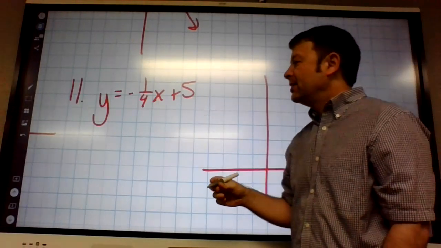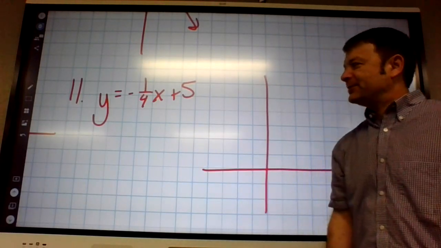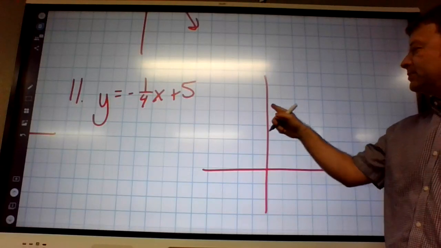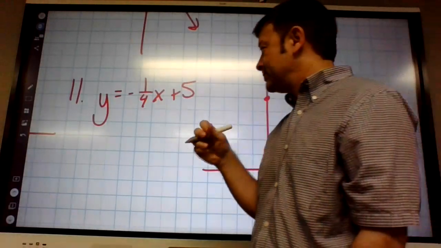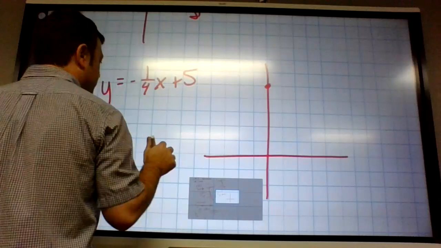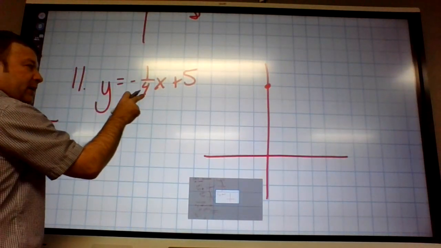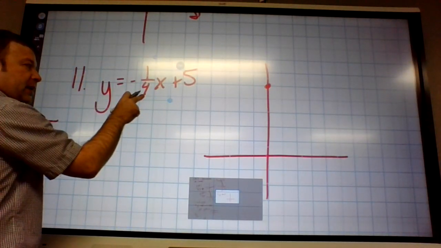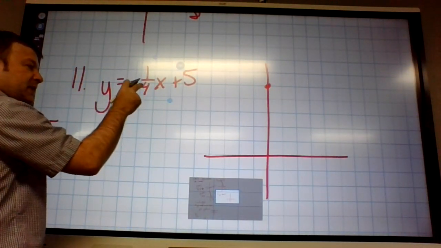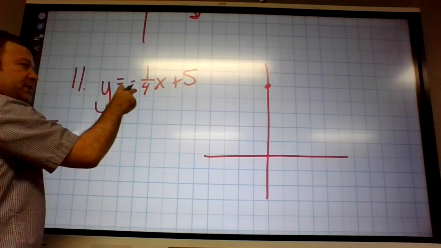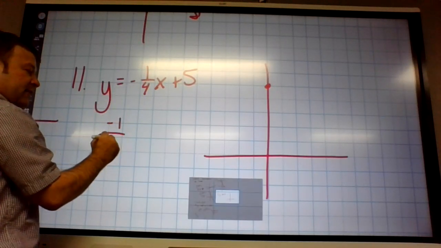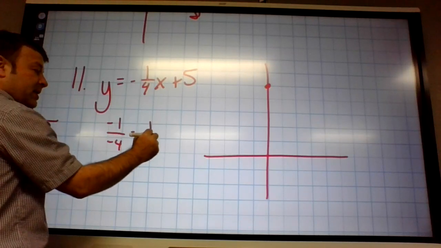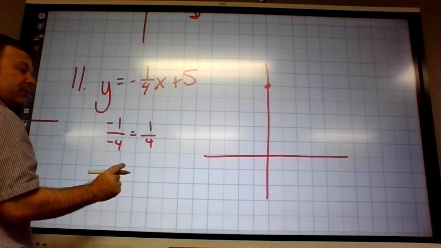All right. Where am I going to start this graph at? 5. 1, 2, 3, 4, 5. And where am I going? Down 1, back 4. Okay. If the slope is negative, does that mean both of these are negative? No, just the line. A negative over negative actually equals a positive. So they can't both be negative.